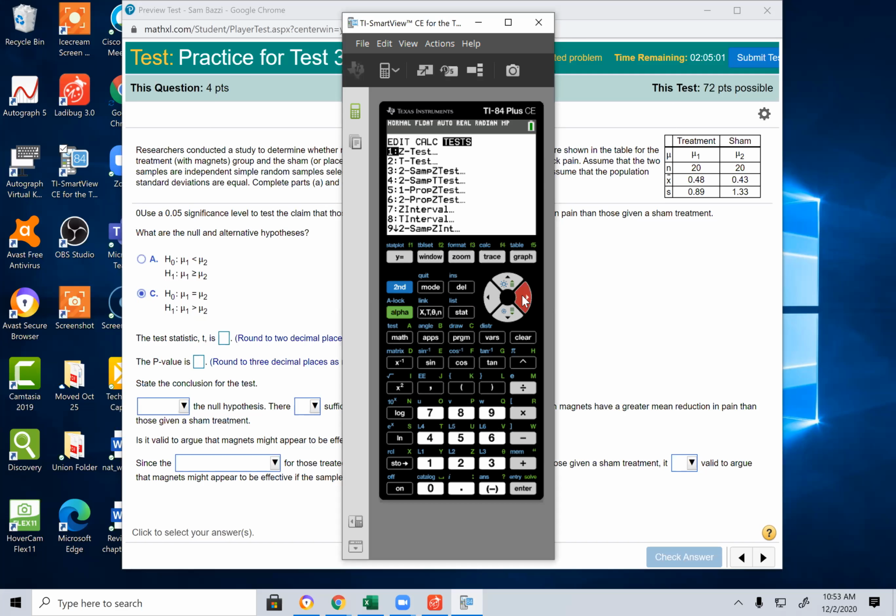Stat, two-sample t-test. Okay, X1 bar, treatment, 0.48. S1, 0.89. Big variation. N1, we have 20 subjects. X2 bar is 0.43.